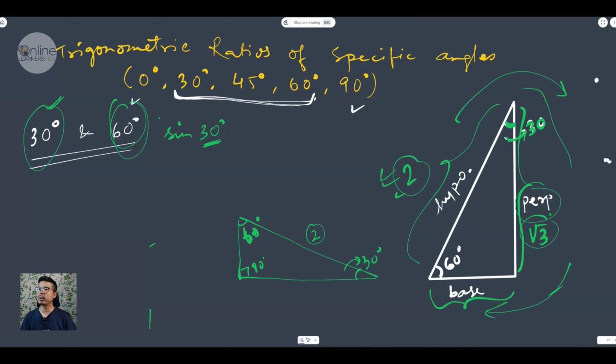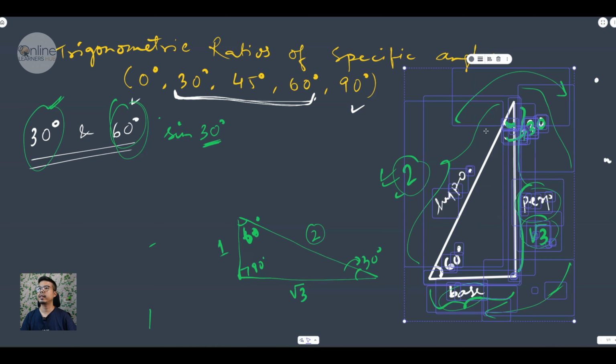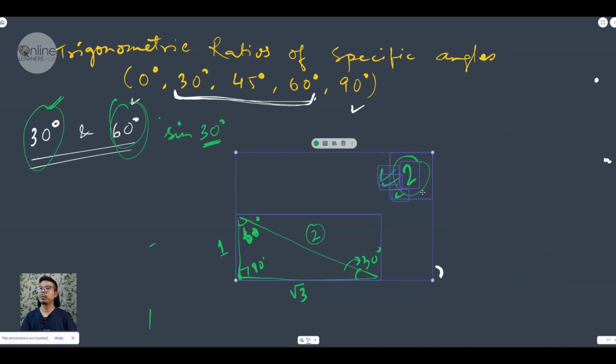Now this perpendicular becomes the base, and it will be root 3. Now this base, as it is rotated, becomes the perpendicular. What was the value of the perpendicular? It was 1. Right? So this is how it will look. I hope this makes sense. Now I can clear this part, and we will take the reference of this triangle.